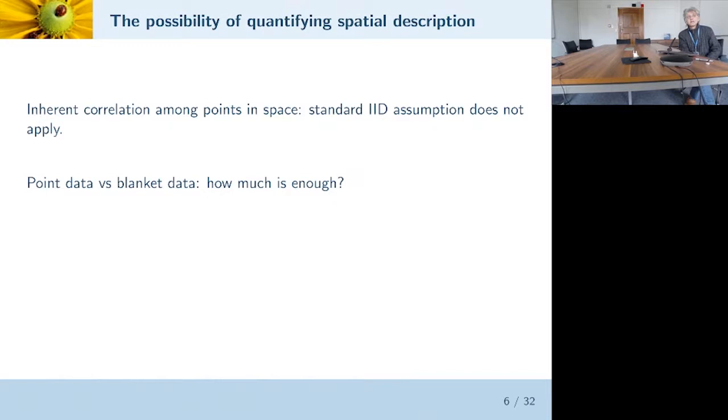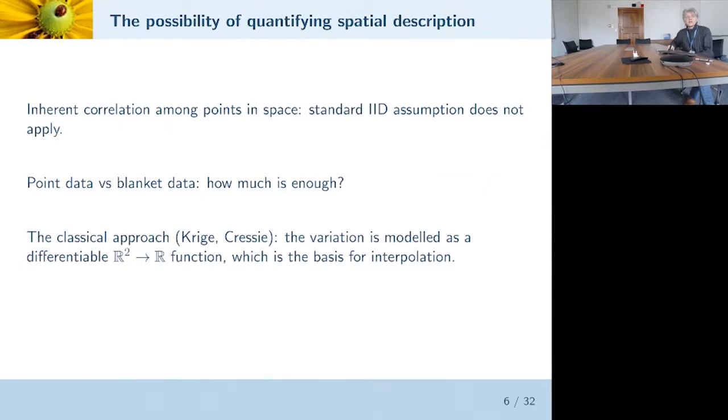Another point is that spatial data is very expensive to obtain, except perhaps through video processing, so you want to not have to collect too much data. The problem of correlation was first addressed by a South African mining engineer called Krige, and there's a classic book by Cressie. In both cases, the variation is modeled as a differentiable function. You take it for granted that there are places where you just don't have data, so you have to do interpolation. The statistical details of how that interpolation is done are very interesting, but I'm not talking about that today.